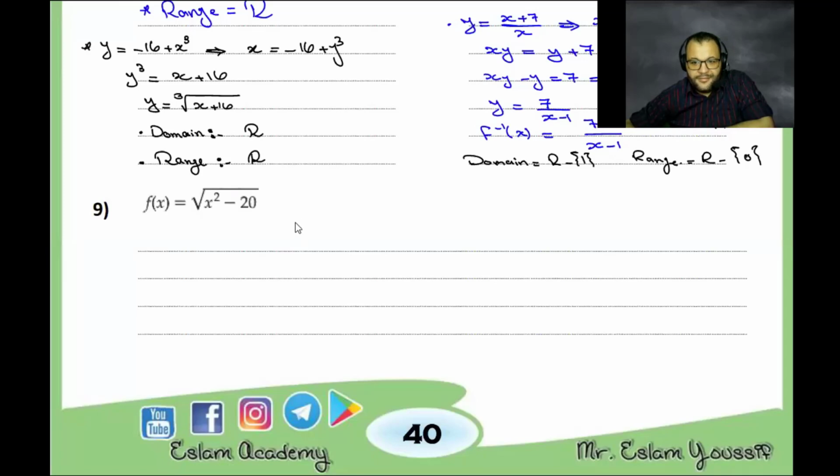It has to be greater than or equal to 0. Continue. So x squared minus 20 is greater than or equal to 0, then x is greater than or equal to square root of 20. How can we find this one? What is the graph of it? Negative infinity to square root of 20 closed. X is greater than or equal to square root of 20.